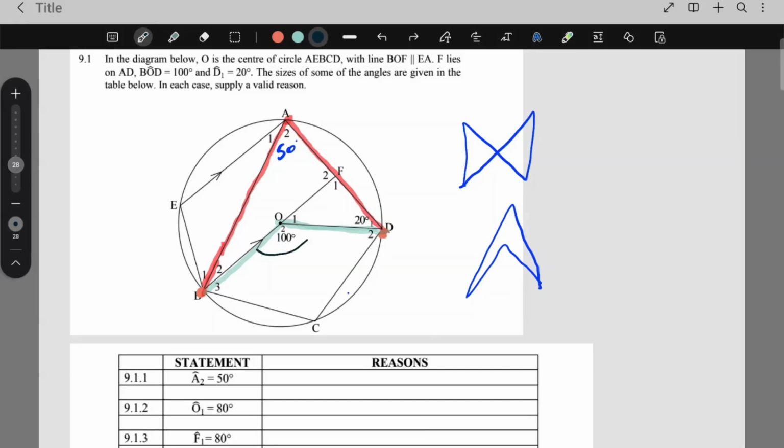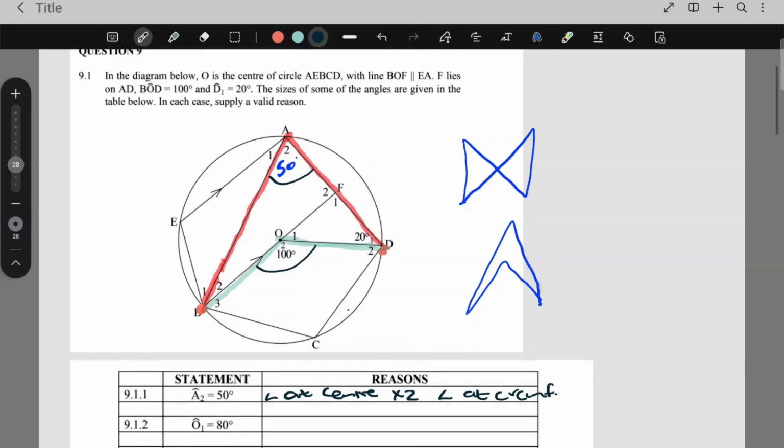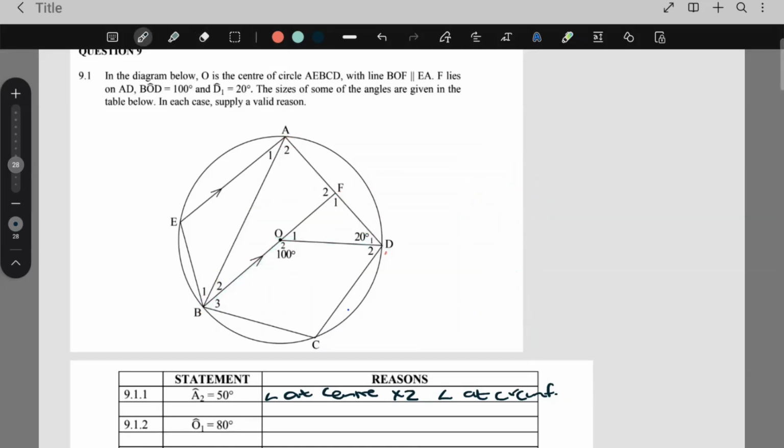So this angle here is twice this angle. Therefore A2 is 50. The reason is angle at center twice angle at circumference. That's the reason why A2 is 50. So let's put A2 in here. A2 is 50, we worked it out.